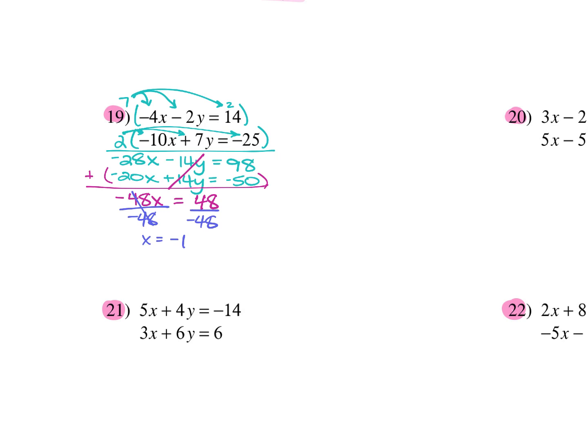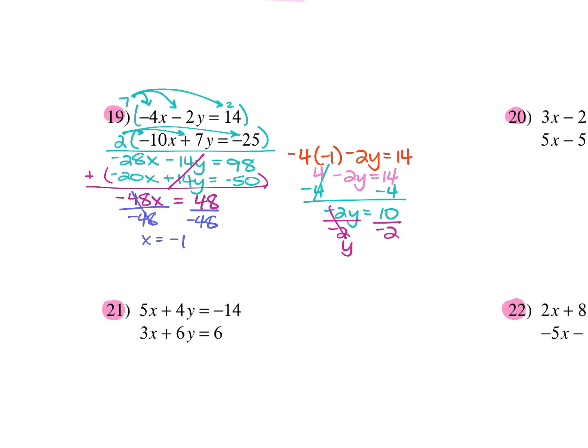So that's going to give us negative 4 times x, which is negative 1, minus 2y is equal to 14. The negative 4 times negative 1 is positive 4. To get that 4 moved over, we subtract. So we just are working with negative 2y is equal to 10. From here, get y by itself, divide each side by that negative 2, and you have that y is equal to 10 divided by negative 2, which is negative 5. So if x is negative 1, y is negative 5, it's negative 1, negative 5 for your solution.